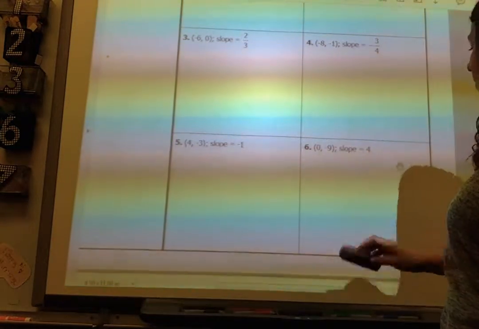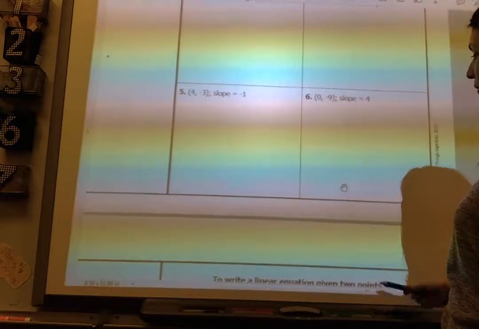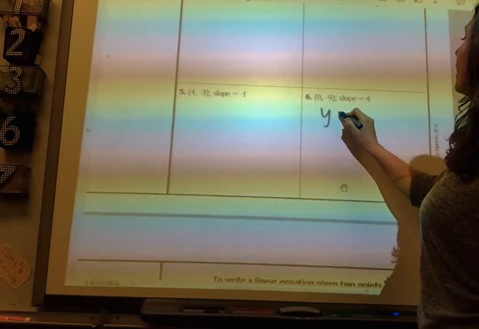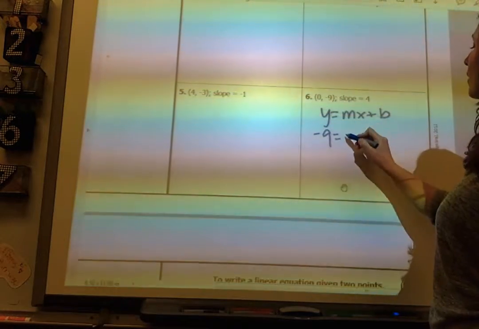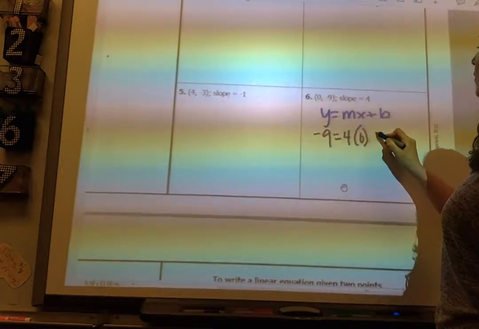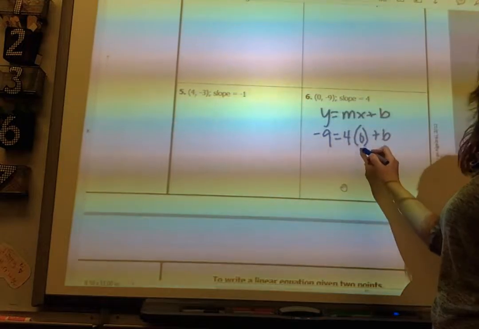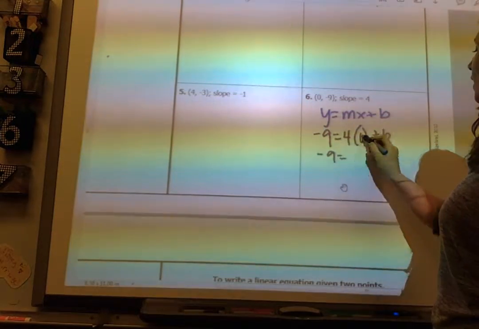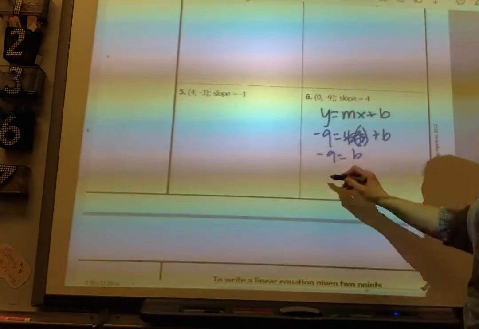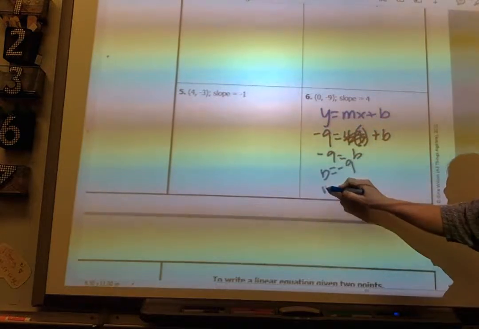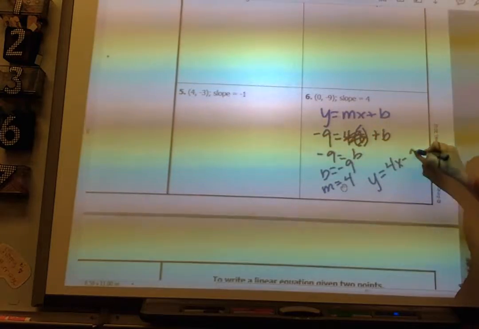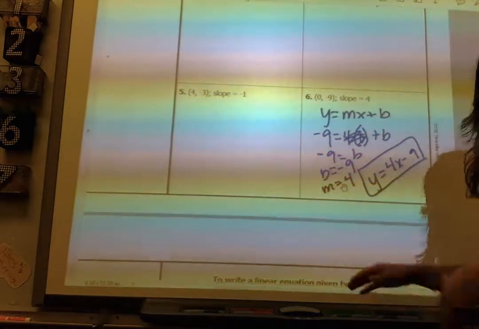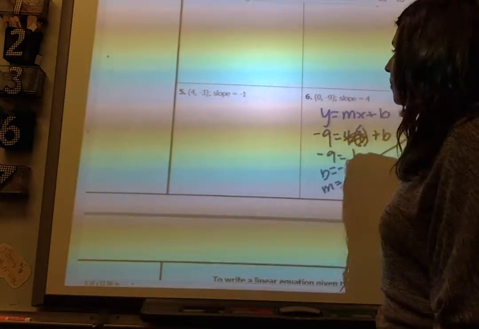Right? Let's see how we did on number 6, see if we got the same thing. So y equals mx plus b. My y is negative 9. My slope is 4. My x is 0 plus b. Anything times 0 is 0. So negative 9 equals b. So now I have my beginning point, negative 9. My slope is 4. So y equals 4x minus 9. And voila, I'm done. Okay?